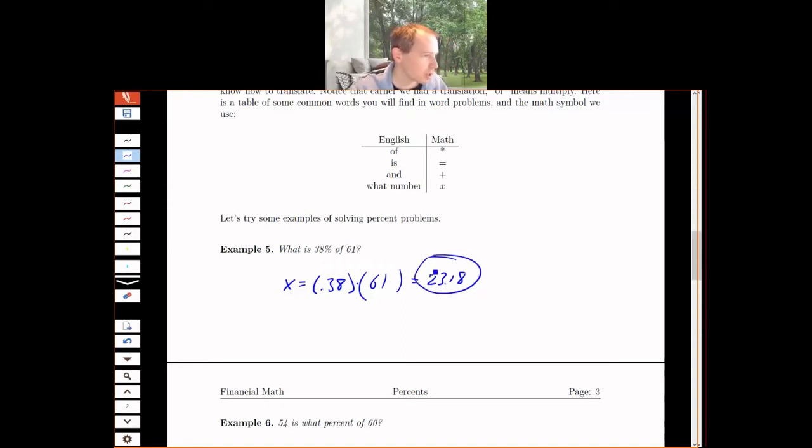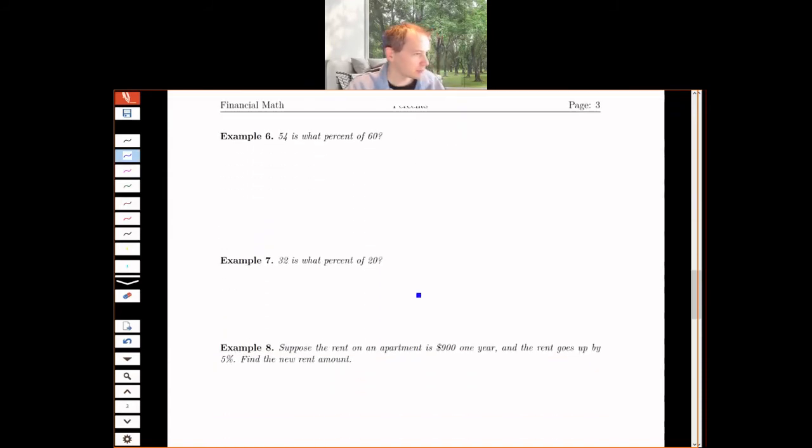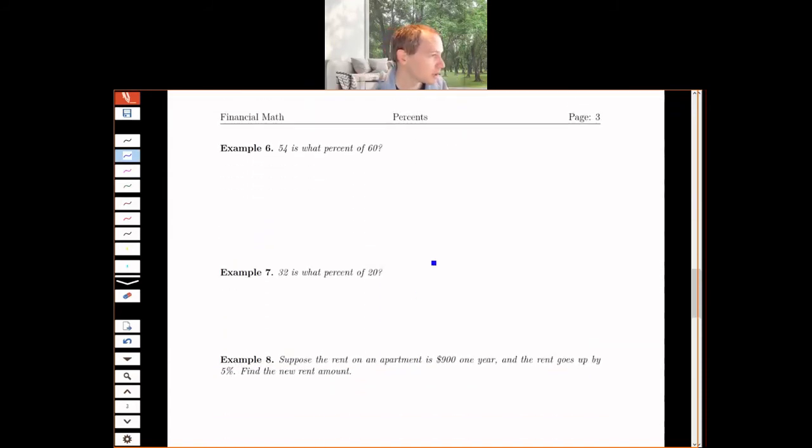All right, so now I have some examples where maybe things get mixed up a little bit. What if I say 54 is what percentage of 60? Now it can get confusing, like, wait a minute, that's not saying percent of, right? It's changed a little bit here, so we have to be careful. But if I do the translation, it becomes very clear how to solve this, right?